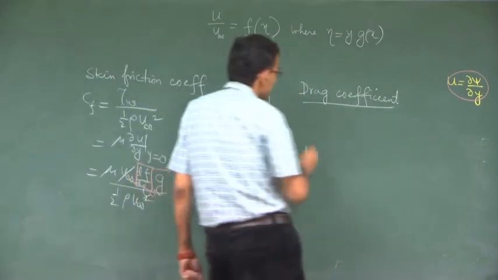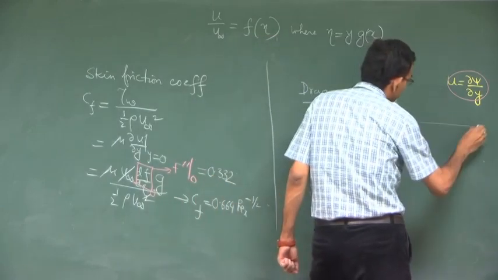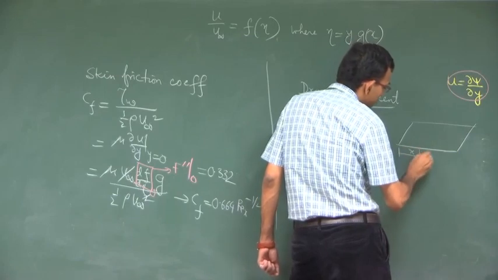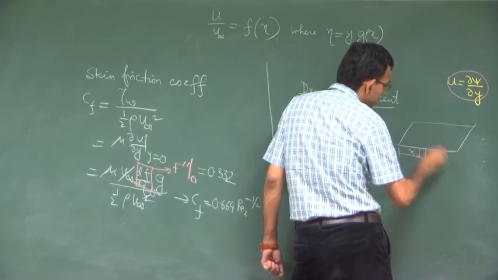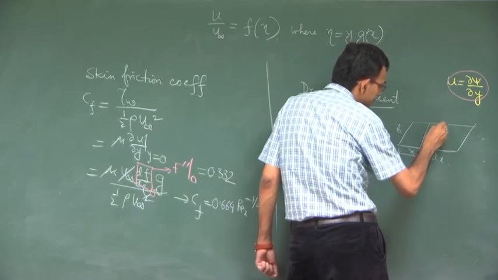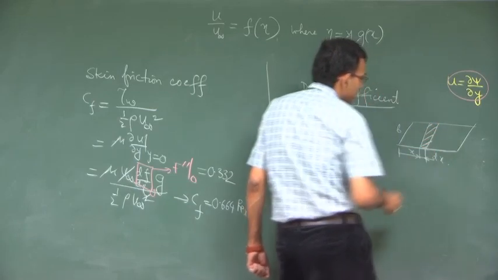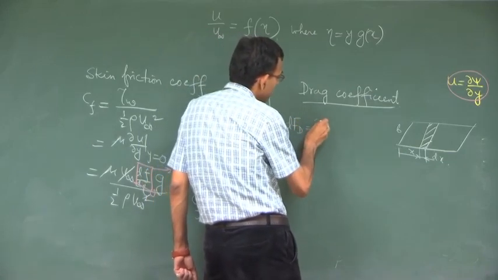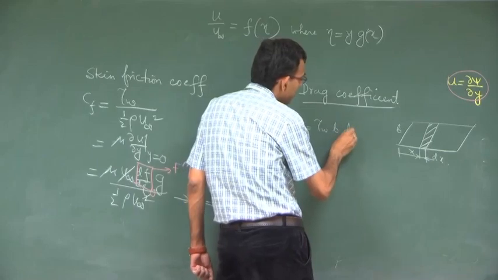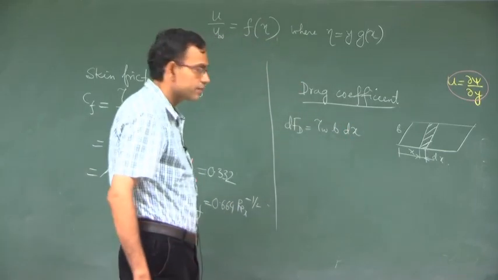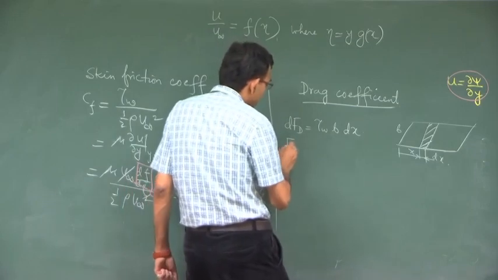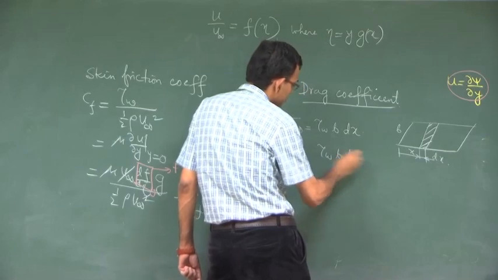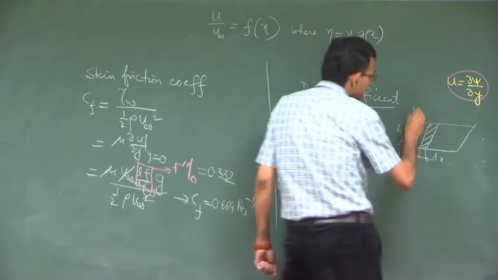So, drag coefficient, so for that let us draw the picture of the plate. So, at a distance x, if you take an element dx and let us say b is the width of the plate, then on this strip what is the drag force? Tau wall into b into dx, right. So, the total drag force, this L is the length of the plate.